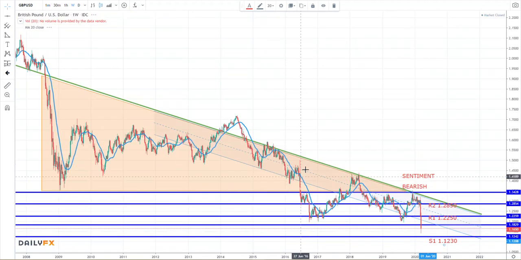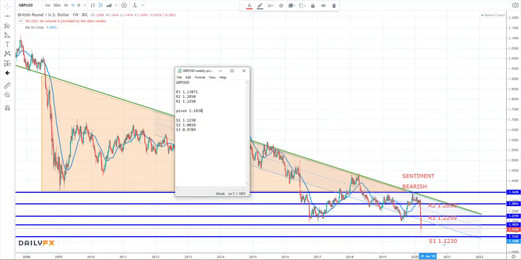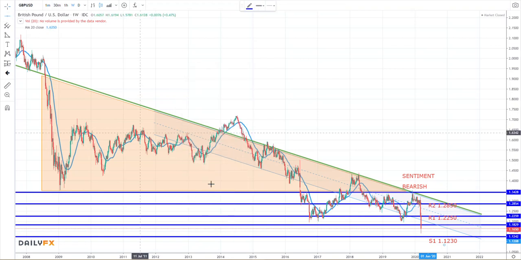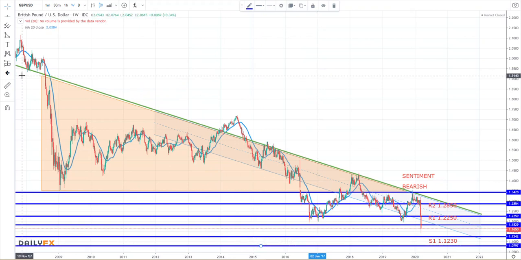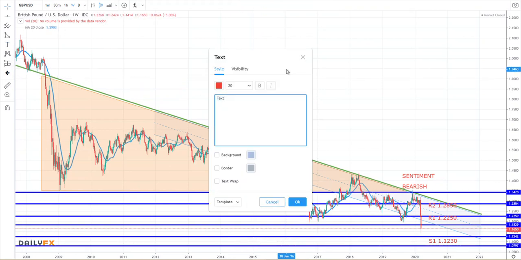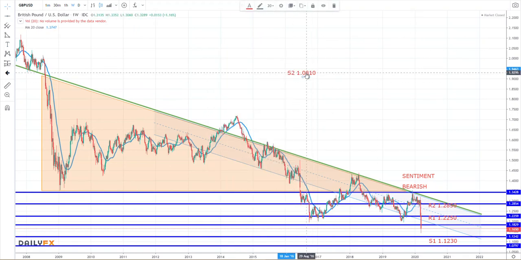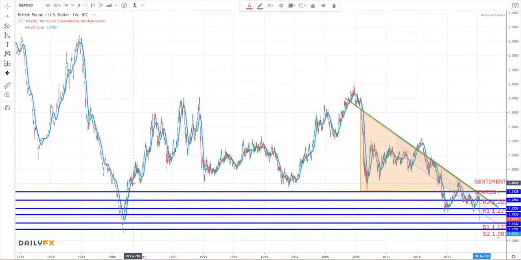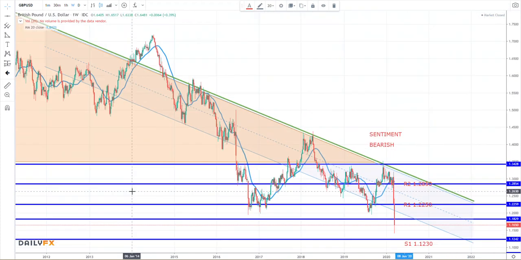If 112.30 were to break, then our next support's at 108.10. So right there. And if S2 were to break, then we'd see a revisit of those 1985 lows back around $1.05 per pound.